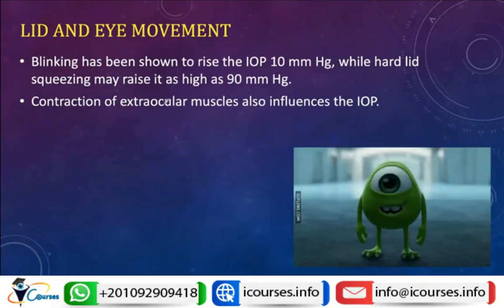The lid movement itself also has an effect on the eye movement, as there is blinking. So the continuous blinking showed that the eyelid will cause compression over the surface of the globe. This compression will cause a momentary increase of the intraocular pressure of about 10 millimeter mercury, and this effect will be exaggerated with hard squeezing of the eye. So this squeezing can cause the intraocular pressure to rise up to about 9 millimeter mercury.